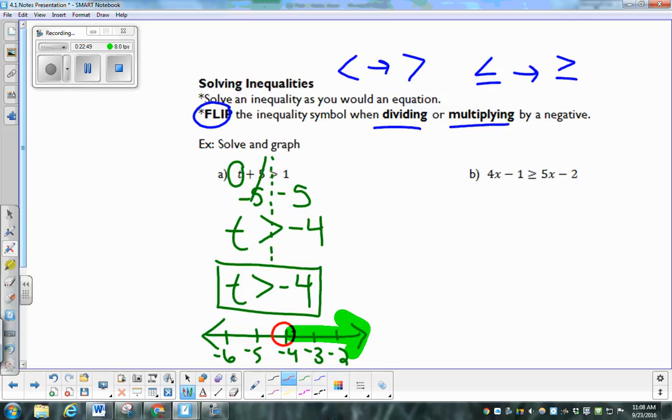So we've got 4x minus 1 is greater than or equal to 5x minus 2. So just like in any other equation, I'm going to draw a line through my equal sign. I want to get all those x's on one side. I like my x's to be on the left, so it's up to you, but in this case it's good to make them go on the left because it kind of points out something important here. So we're going to subtract 5x from each side so that we don't have any more x's on this right side.